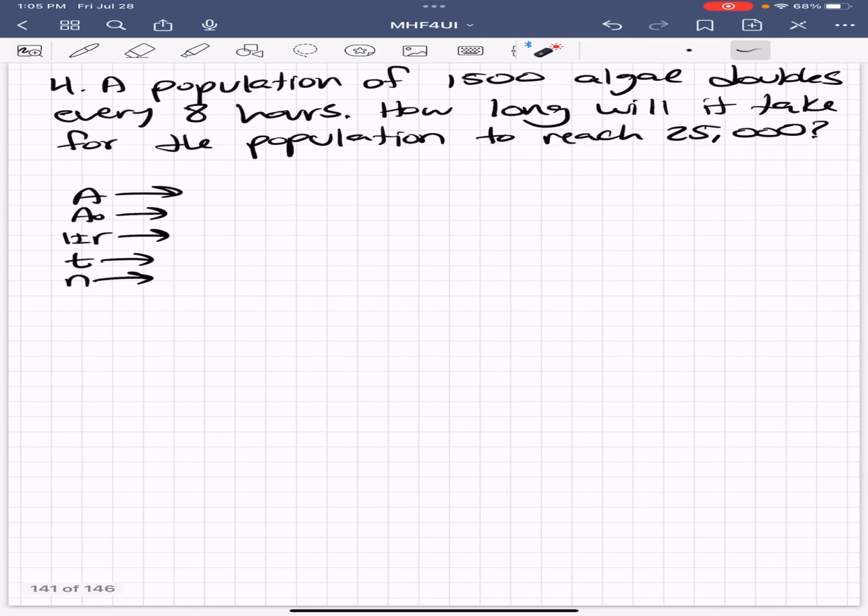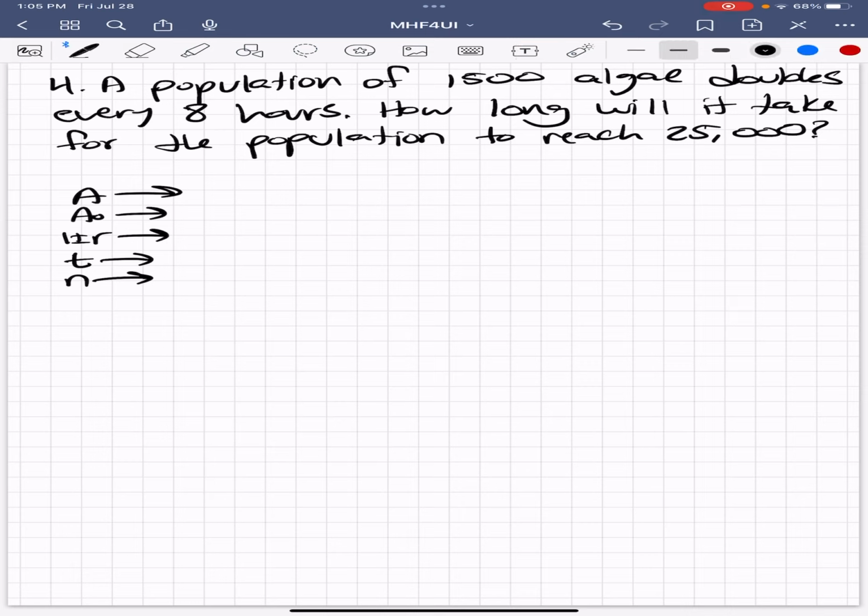Moving on. So, a population of 1,500 algae doubles every 8 hours. How long will it take for the population to reach 25,000 algae?